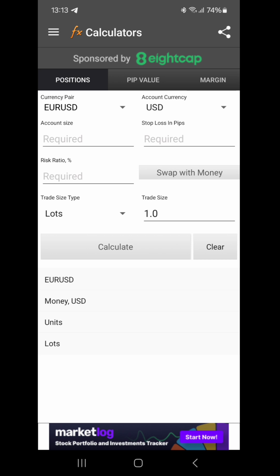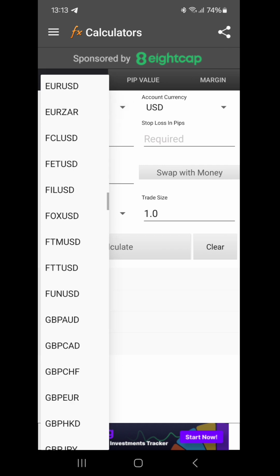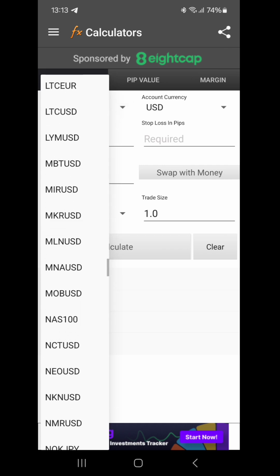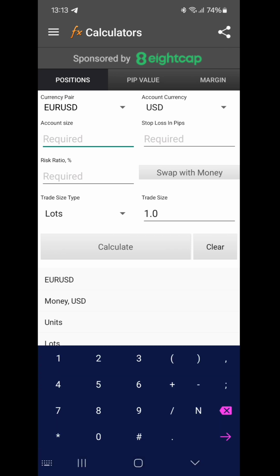So let's look at the position size calculation for this particular currency that we are trading. We can actually change this. We have the options here. Whatever currency you want to trade, just populate it. Now, what account size are you trading? We told you 10,000. Now, 10,000, what is the stop loss?